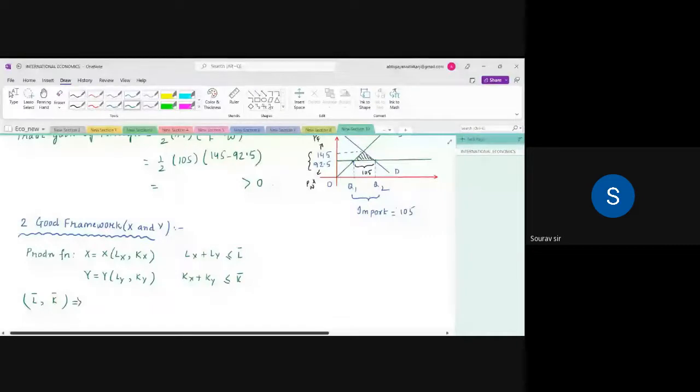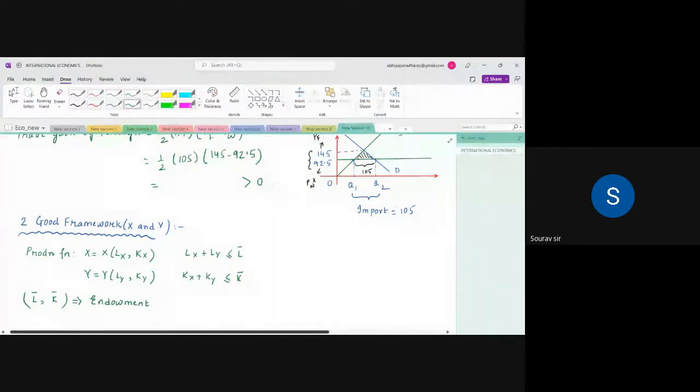No, sir. Okay. So it's basically the endowment amounts. Endowment means the total amount of labor that is available in the economy. So these are the endowments of labor and capital in the economy, the total amount of labor that is available.